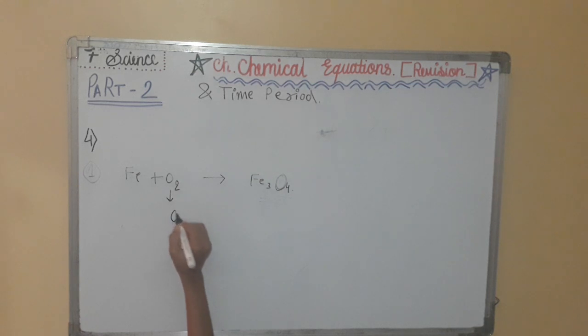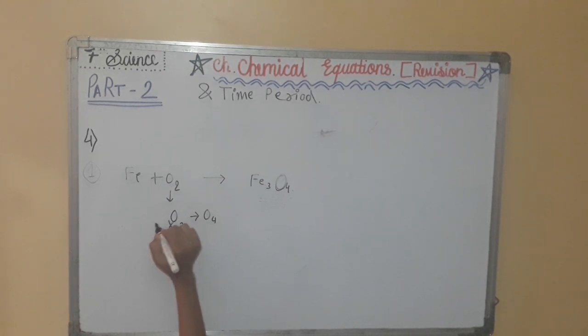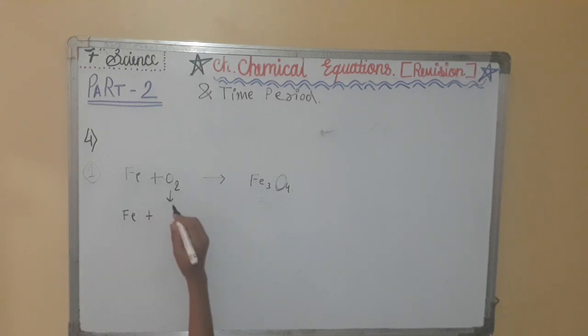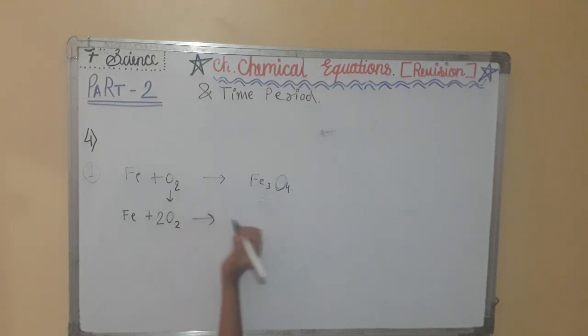So to make O2 equal to O4, we will multiply 2 with this whole O2. So Fe plus Fe as it is plus 2 multiplied by O2, which means now this 2 into 2 will become 4. Now in this we have made oxygen O4 balanced. Now we have to make Fe1 and Fe3 balanced.